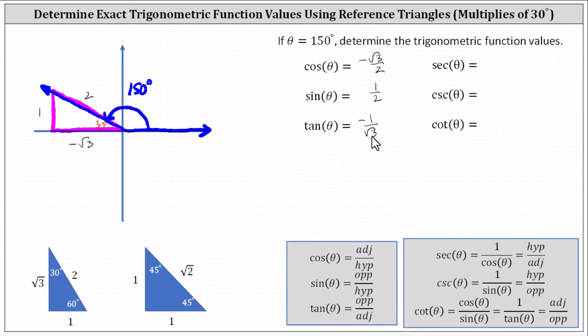Let's go ahead and rationalize the denominator. To do this, we multiply the numerator and denominator by the square root of 3, which gives us negative square root 3 divided by 3.